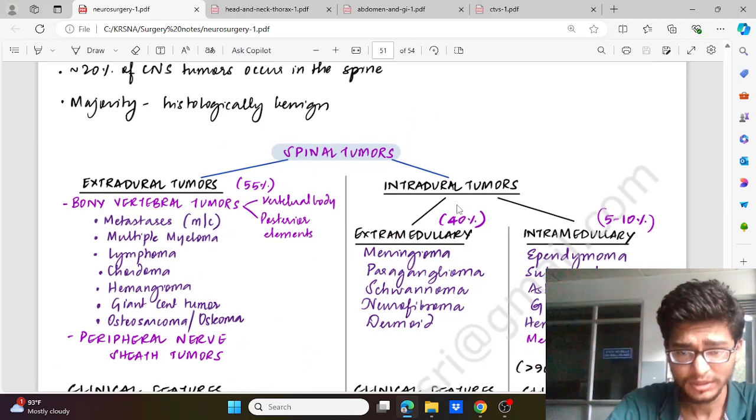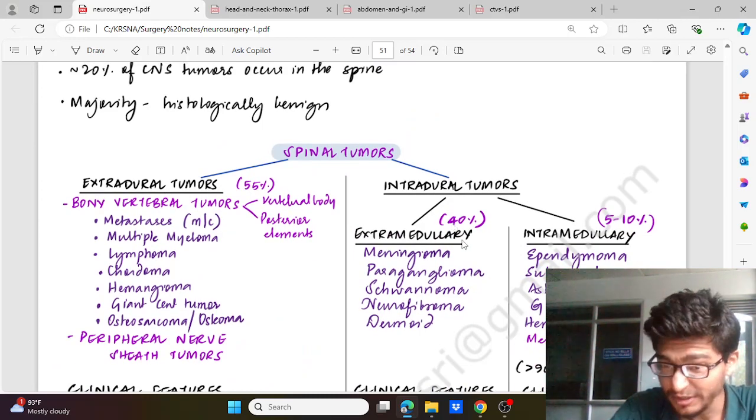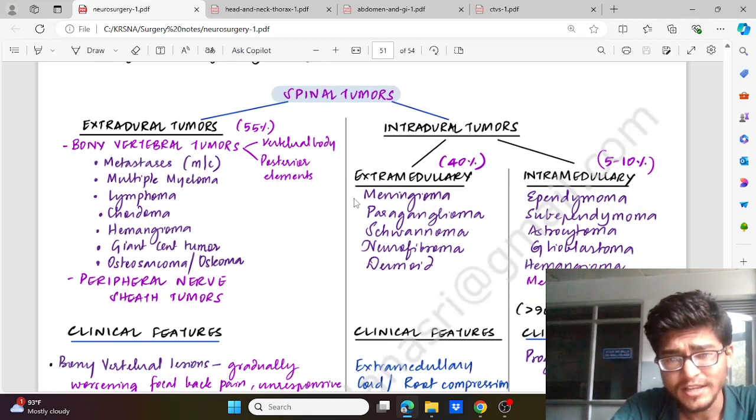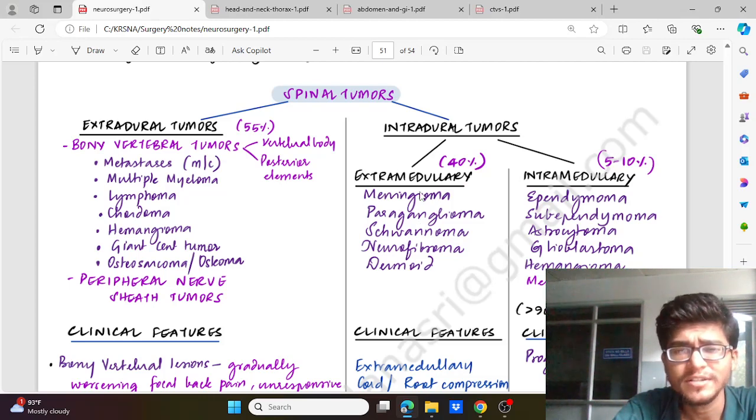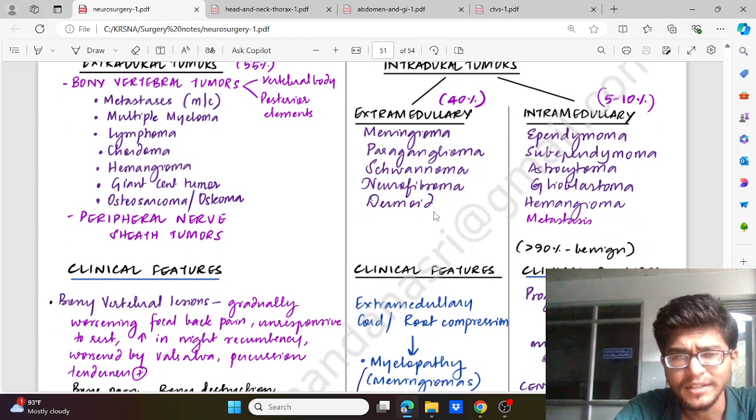Then we will see about the intradural tumors, of which they are divided into extramedullary and intramedullary. So more common is the extramedullary, which is around 40%, and intramedullary is around 5 to 10%. So what are these extramedullary tumors? These are meningioma, paraganglioma, schwannoma, neurofibroma, and the dermoid.